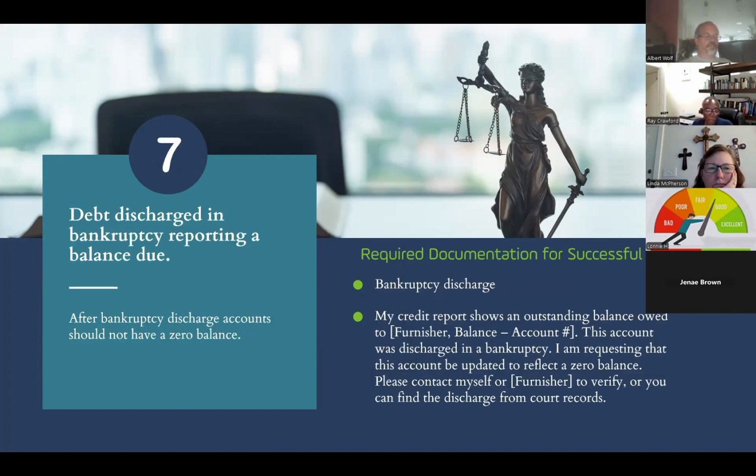Another big one is debt discharged in bankruptcy. Say you have a client fresh out of bankruptcy. That's a great client, because within 6 to 12 months they can probably easily be at a 700 score. However, part of the bankruptcy cleanup in the first 6 months is checking that everything is reporting correctly, that it was included in the bankruptcy, and that there's no balance owed.